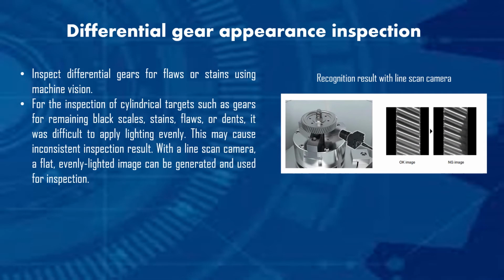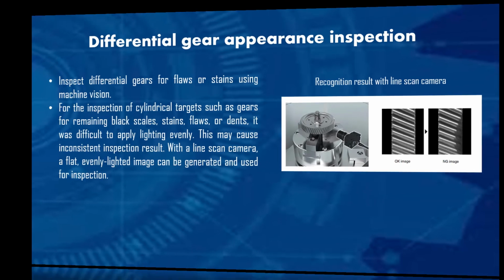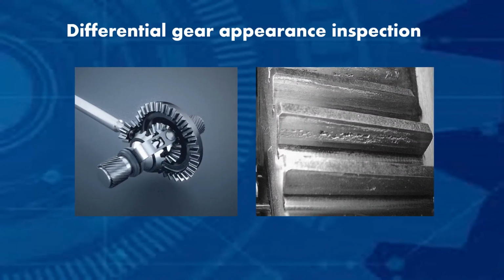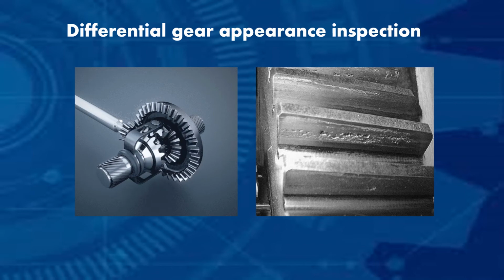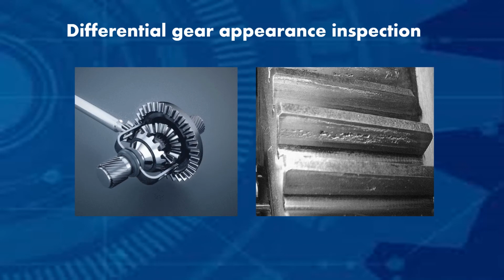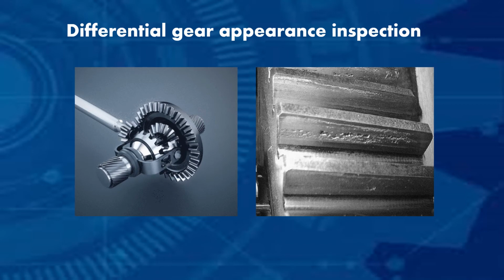Differential gear appearance inspection. Inspect differential gears for flaws or stains using machine vision. Differential gear is a part of the power transmission device. The driving force generated by an engine is transmitted to the tires through various types of bevel gears. Differential gear is representative of the automotive components that incorporate such bevel gears.